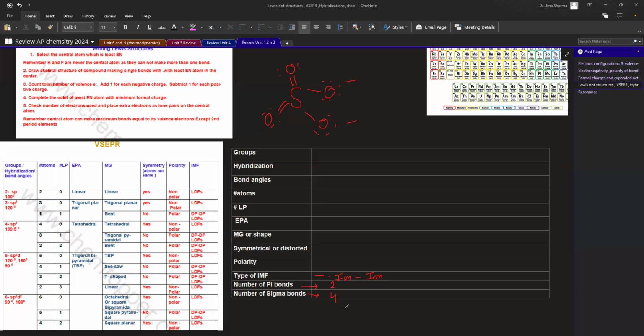So this is the first example, okay? So children, answer my question. If there are groups, what is the meaning of groups? Groups means atoms plus lone pairs.